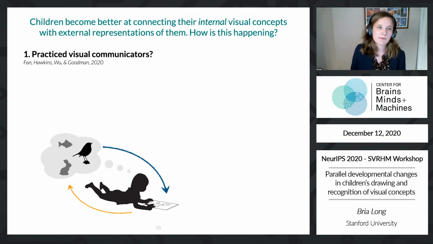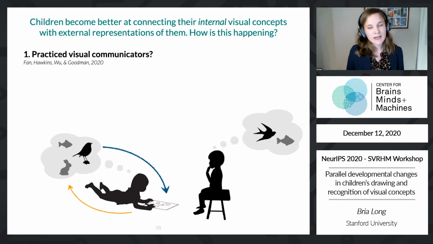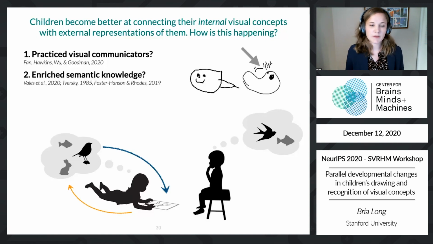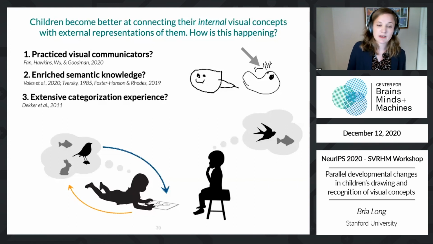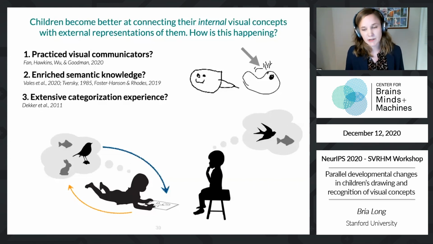One possibility is that children are becoming practiced visual communicators. That is, through producing drawings that they want their peers to engage with, they might learn which features are most diagnostic of different object categories, and then tend to more systematically include those features in their drawings and capitalize on those during recognition. A second, non-exclusive possibility is that children are enriching their semantic knowledge about these categories as they learn why categories have the features that they do. For example, as children learn that whales are mammals, they might tend to draw them differently. A final contributor could simply be that children are gaining more and more extensive categorization experience throughout childhood. After all, this is a rather wide age range.